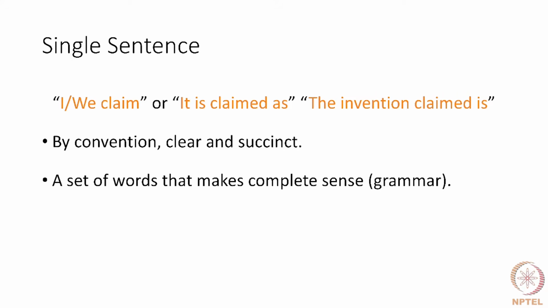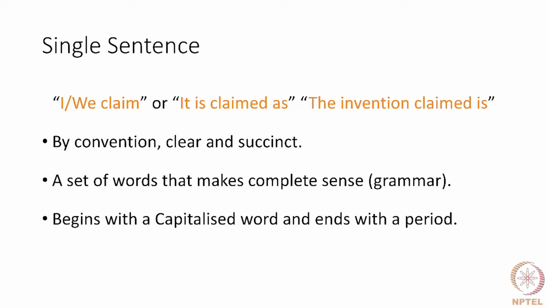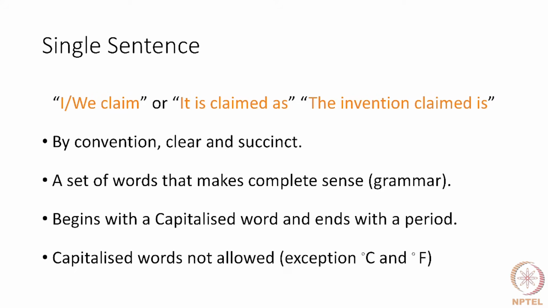Now, in English, a sentence refers to a set of words that make complete sense. So claims, because they are written in a single sentence, need to follow all the rules and grammar of a normal sentence, which means it has to begin with a capitalized word and end with a period or a full stop. Capitalized words are usually not allowed within the sentence of the claim, apart from certain capital letters like C and F for denoting centigrade and Fahrenheit. Apart from that, words within the claim are not capitalized.